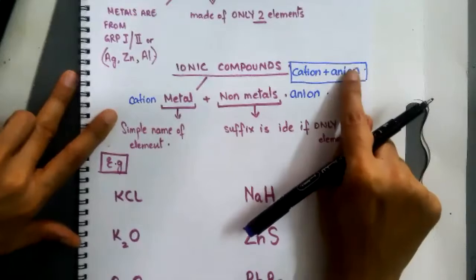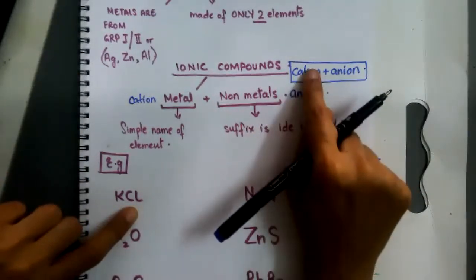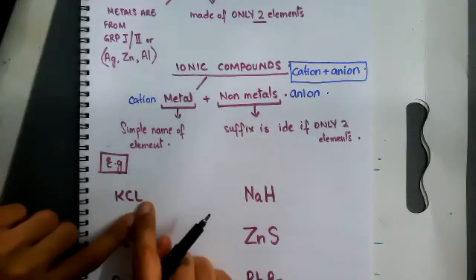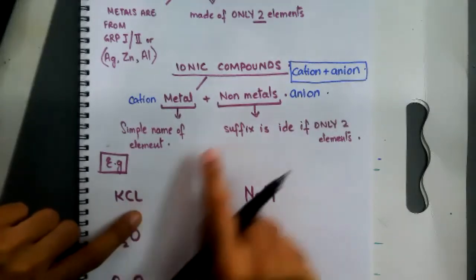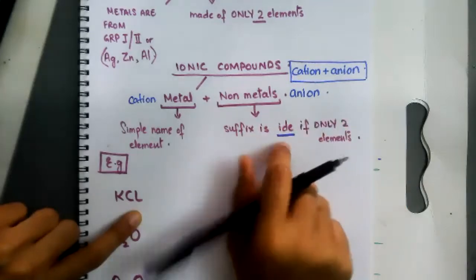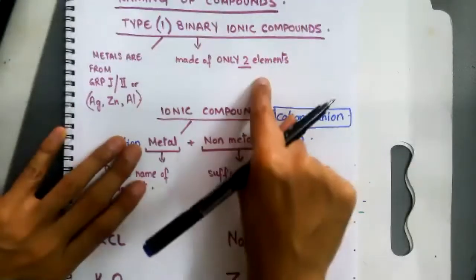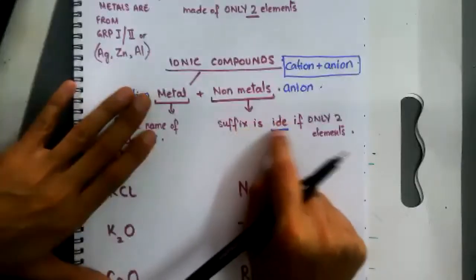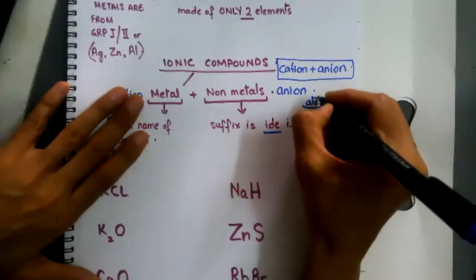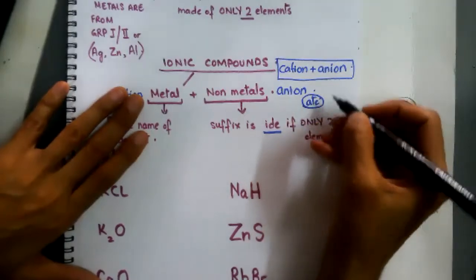Now the anion name always comes last. The cation name always comes first. And the anion's name ends in "-ide" if only two elements are making it, if it is binary. Now the suffix can be "-ate", but that is for polyatomic ions containing oxygen, remember?